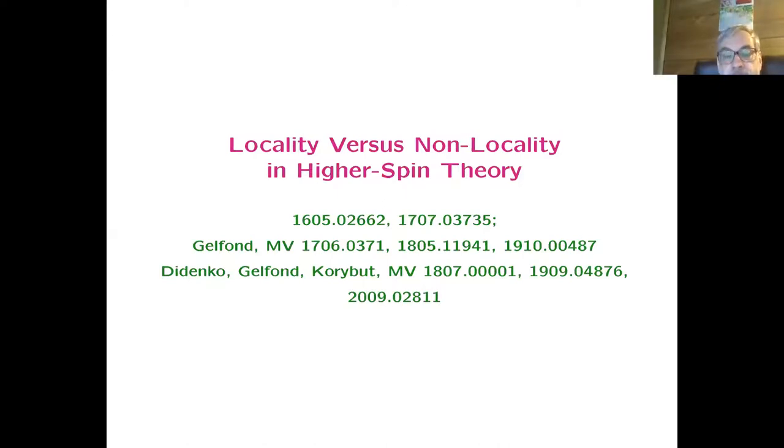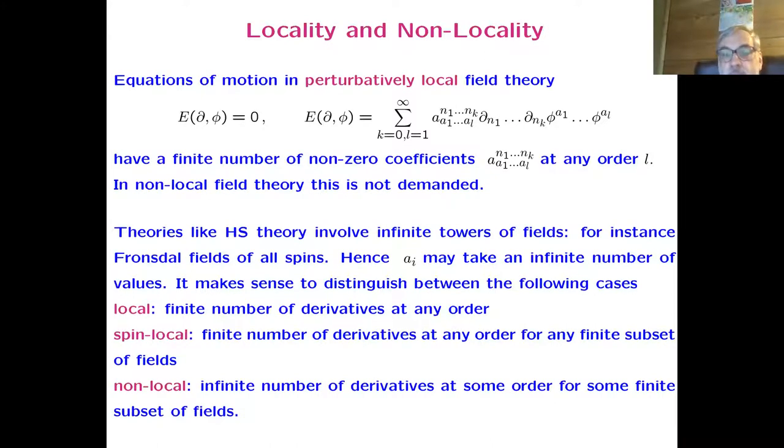Okay, so first, what is local, what is non-local? Well, I will be talking about perturbative locality, which means that I will be talking about how many derivatives one can expect to see in the interaction terms, the nonlinear terms. And the naive definition of perturbative locality is that if we have a finite number of derivatives, it is called local. If there are infinitely many derivatives, it's called non-local. Good. It's good for usual theories. It's not so good for higher spin theory, or for any other theory where there is an infinite number of fields around.